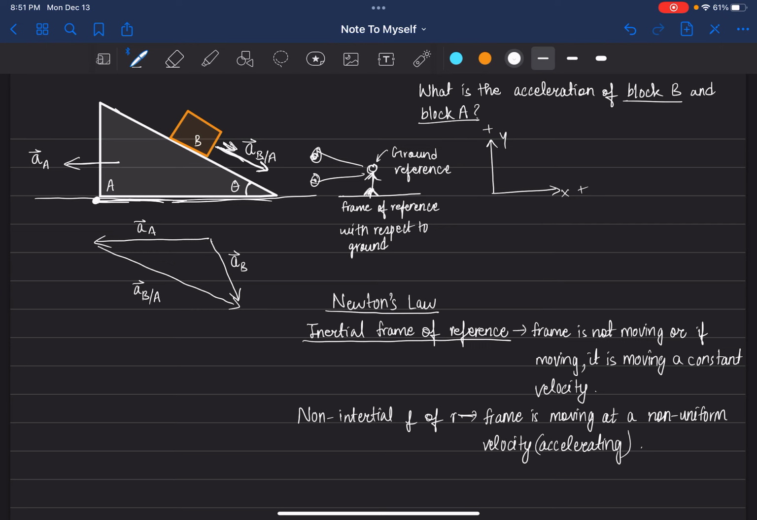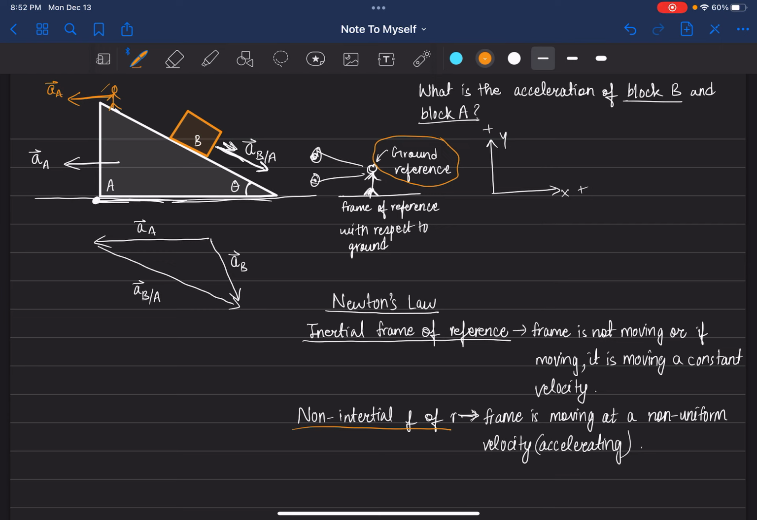So what would be a non-inertial frame of reference in this case? Well, the non-inertial frame of reference in this case would be a person sitting on block A. A person that is sitting on block A would also be accelerating at the same acceleration that block A accelerates at. So we cannot use Newton's law in those kinds of cases. So that is why I chose the ground reference. The whole point of doing relativity is that I want to make sure that Newton's law actually applies everywhere that I want it to.